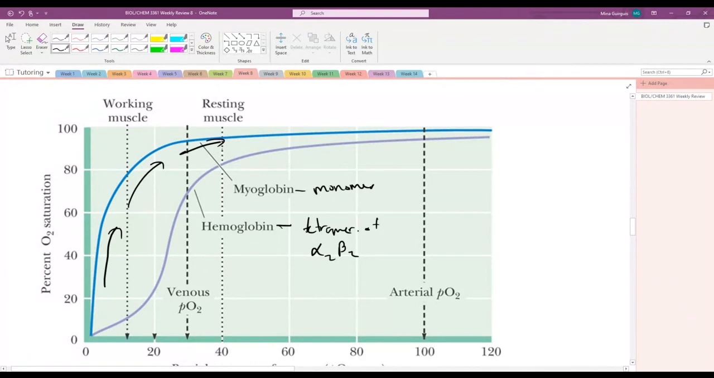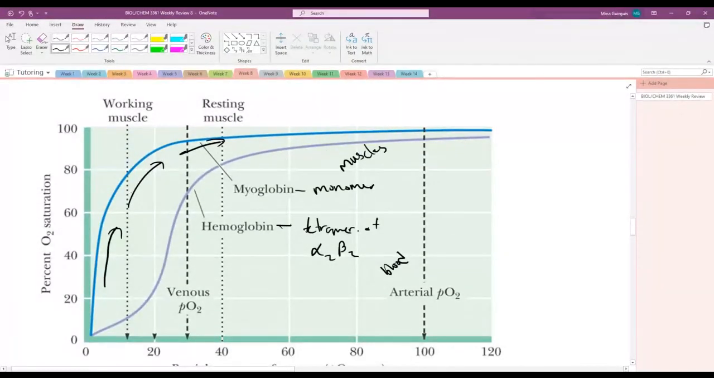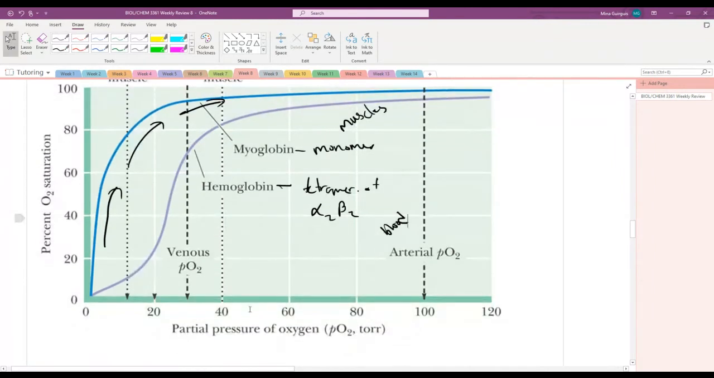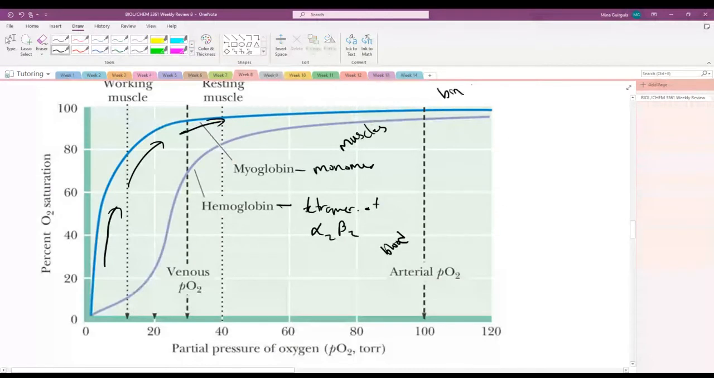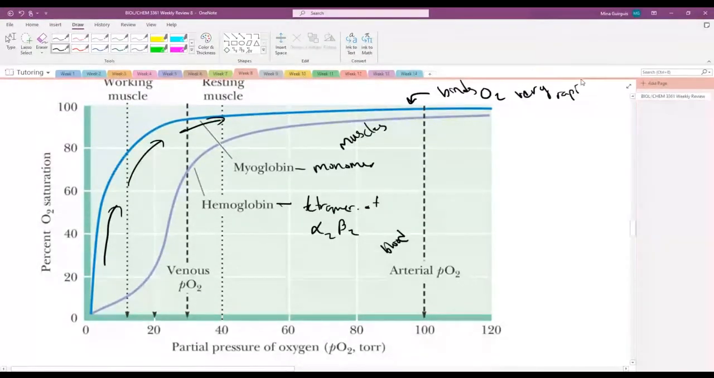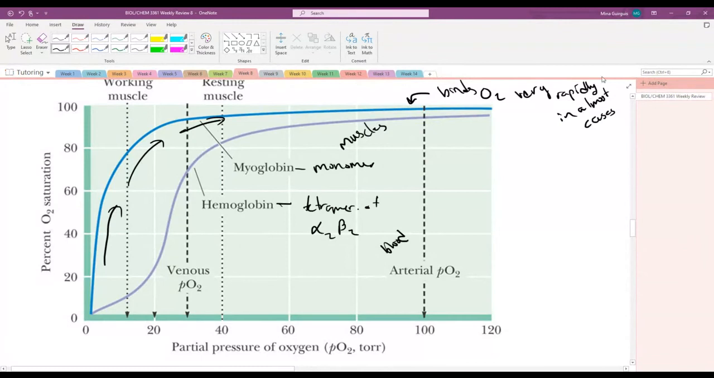Cool. So let's think about this, because it's found in the muscles. Muscles, blood. In the muscles, it's going to get saturated with oxygen even with a very, very low partial pressure of oxygen. That's awesome. So myoglobin binds O2 in almost all cases, and instead of rapidly, I probably should have said tightly.